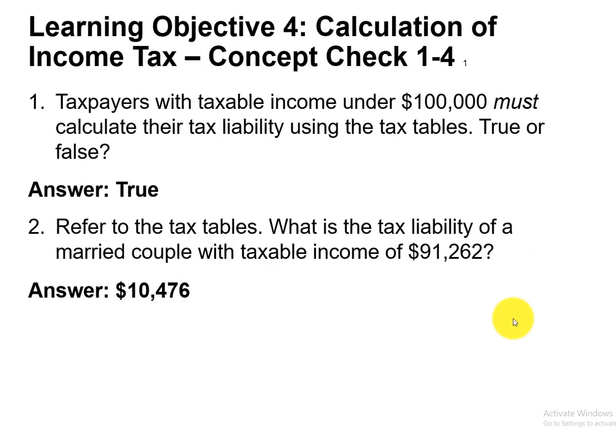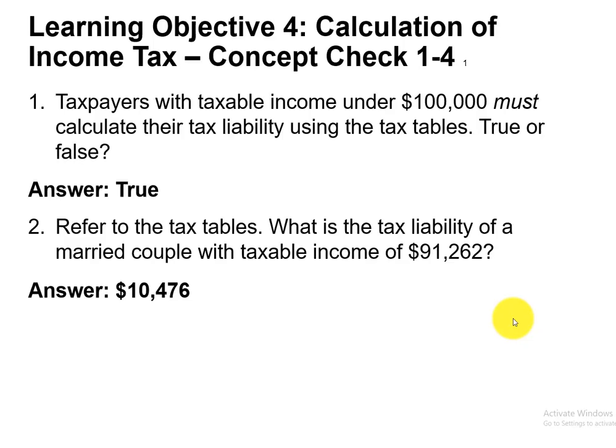So, review: taxpayers with taxable income under $100,000 must use the tax tables, and that is true. That's the official tax liability. Again, if you did it using the tax rate schedules, you would be off a little bit. I can't imagine the IRS ever sending you a notice based on the $2 or $3 that would be different if you didn't use the tax tables. But according to the rules, you should use the tax tables.